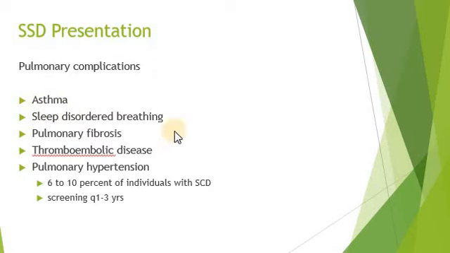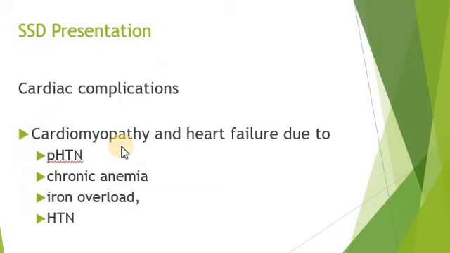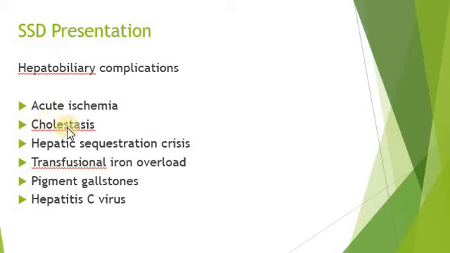So there may be a sleep disorder, breathing problem, pulmonary fibrosis, asthma, or pulmonary hypertension. These are some skeletal complications like osteoporosis, osteomyelitis, dactylitis in infants, and avascular necrosis. Cardiac complications are the cardiomyopathy and the heart failure due to the pulmonary hypertension, due to chronic anemia, due to iron overload, due to hypertension. In case of hepatobiliary complication, there may be a cholestasis, stasis of the bile, hepatic sequestration crisis, transfusional iron overload, pigmented gallstones, hepatitis C virus infections.